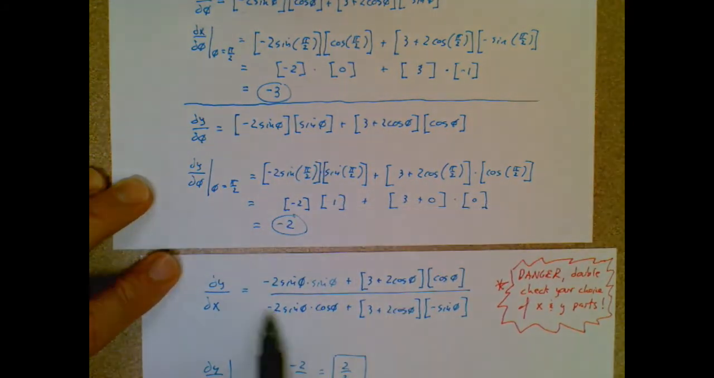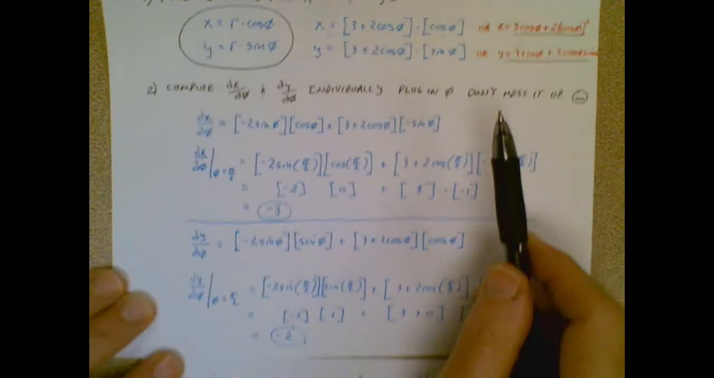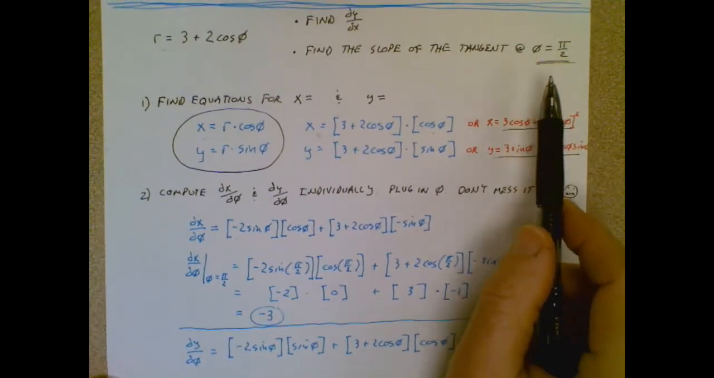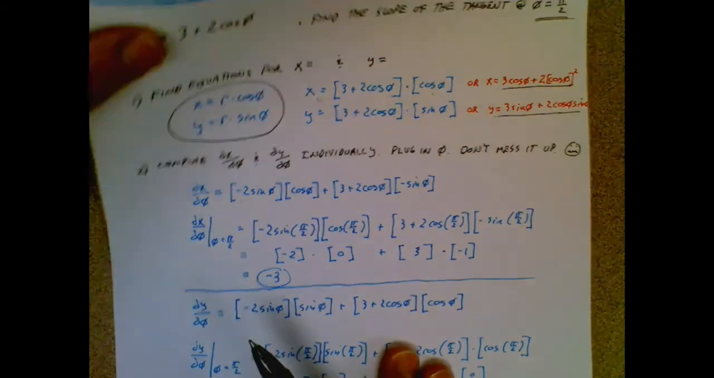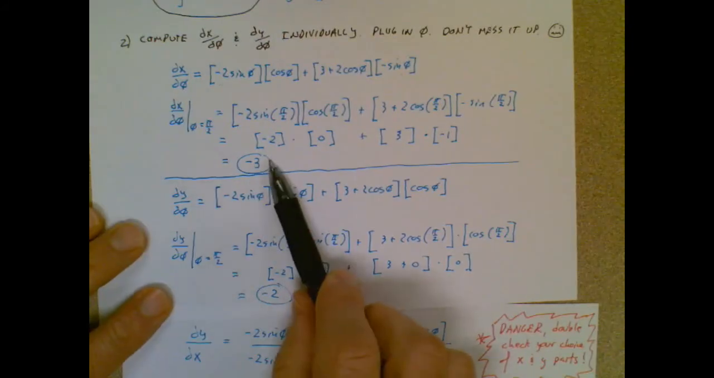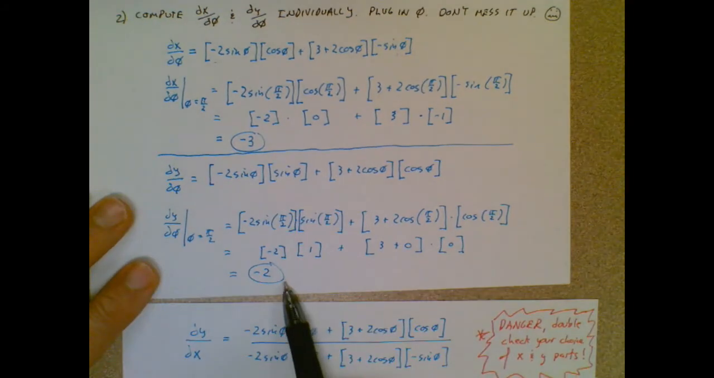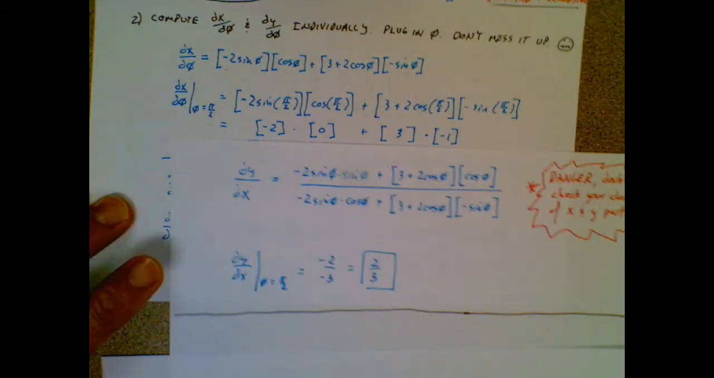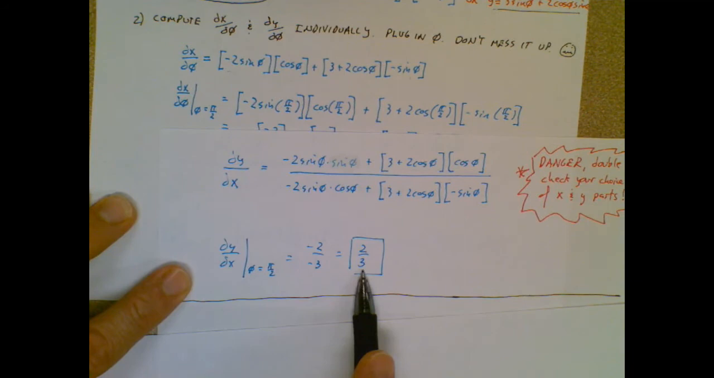Now, although different people can have different looking derivatives that mean the same thing, once we plug in the π/2 way up here that we're working with, and we've already done that, there's the dx/dθ evaluated at π/2 and the dy/dθ evaluated at π/2. I get a dy/dx, or a slope of my tangent line at π/2, of 2/3.